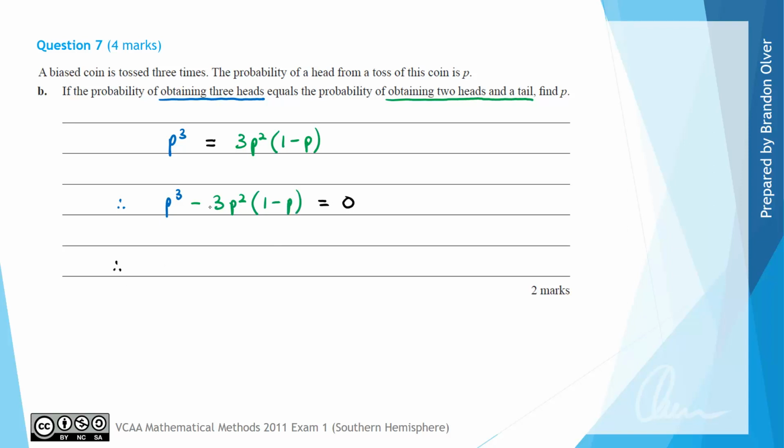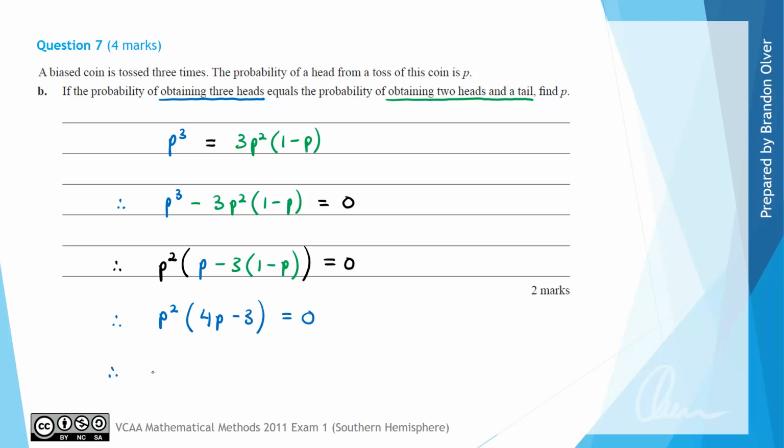Now p squared is the highest common factor between the blue term and the green term. So we have p squared times, and left behind in the blue would be p. And then for the green we'd have minus 3 times 1 subtract p. And that expression would equal 0. If we do one more line of simplifying, we'd have p squared, and then in brackets, p minus 3 times 1 minus 3 times negative p. So that will actually give p plus 3p is 4p minus 3 is equal to 0.